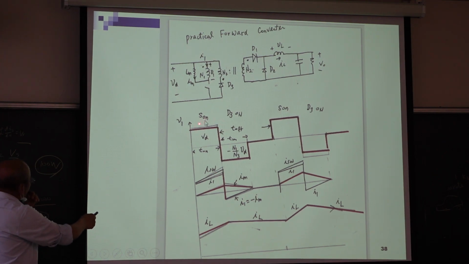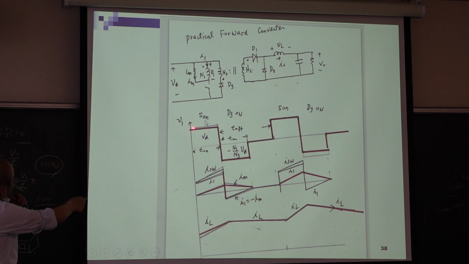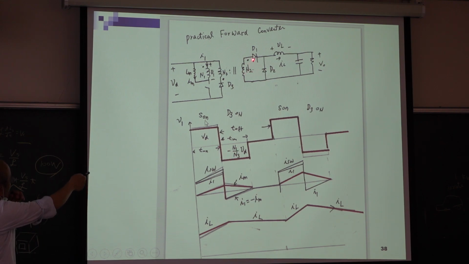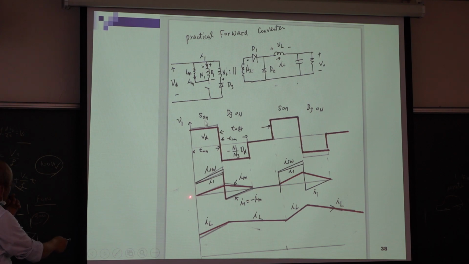So this is the detail. If we turn on the switch, then we have voltage VD. If we turn off the switch, then we get negative voltage. And we have VO referred to the primary becoming minus N1/N3 VO. And then we have the magnetization current, from here it increases, here it decreases. And this is the inductor current. So we can draw the whole picture to analyze the forward converter.